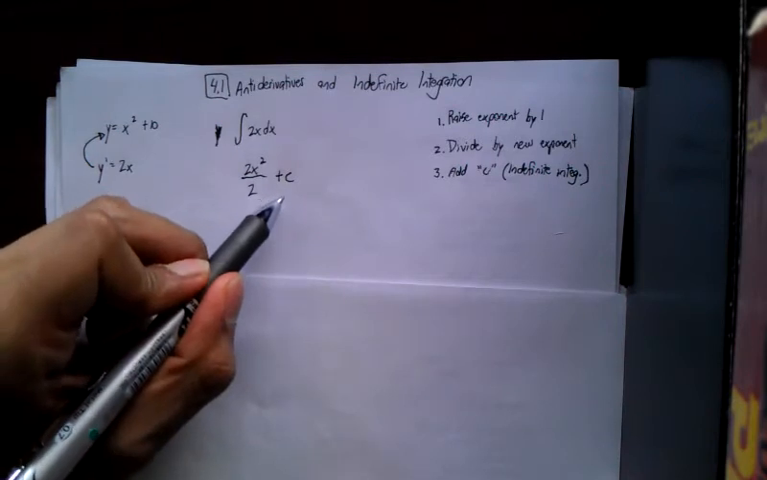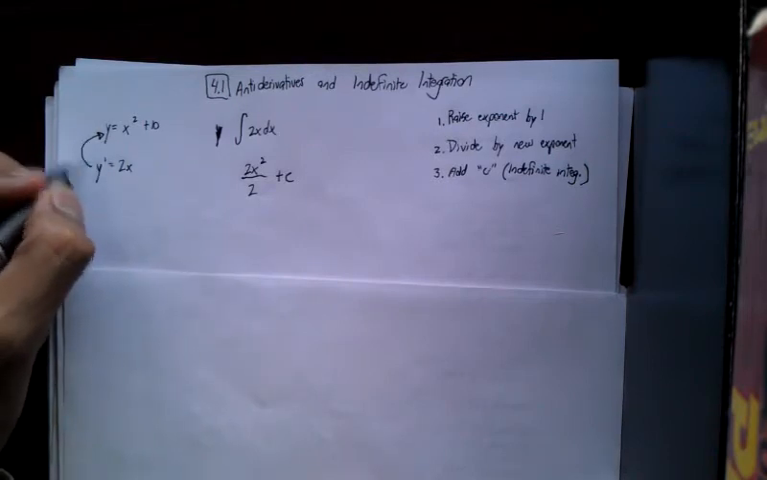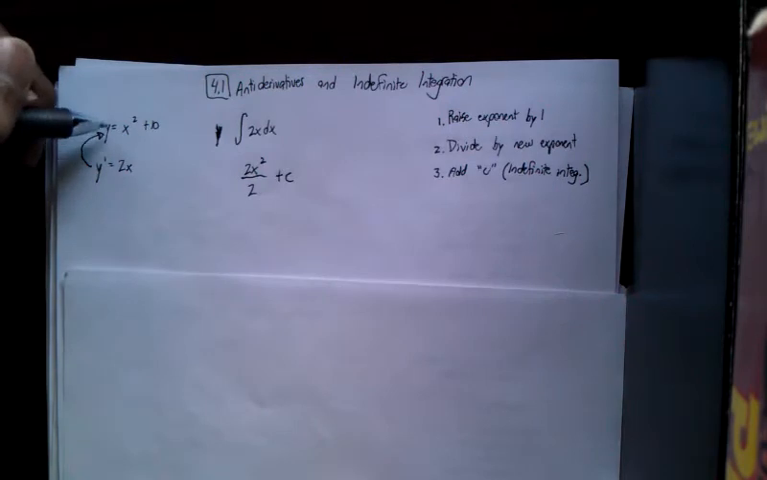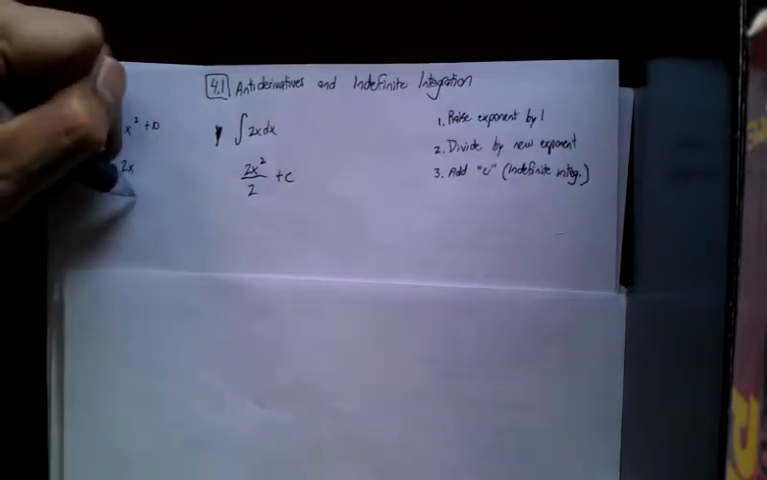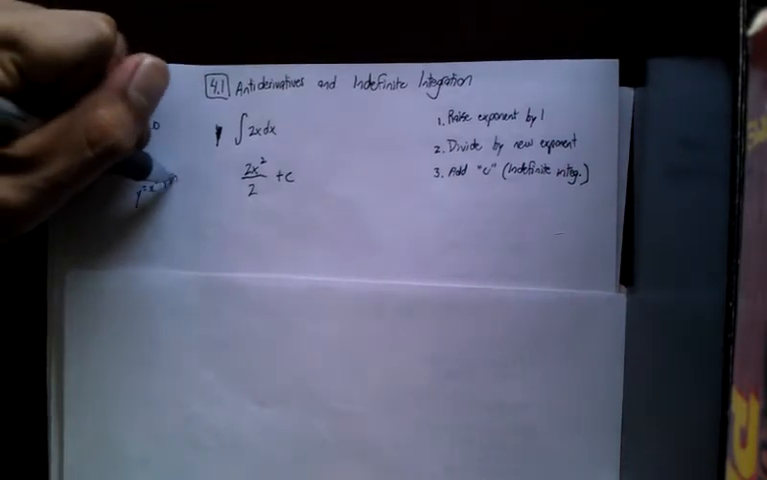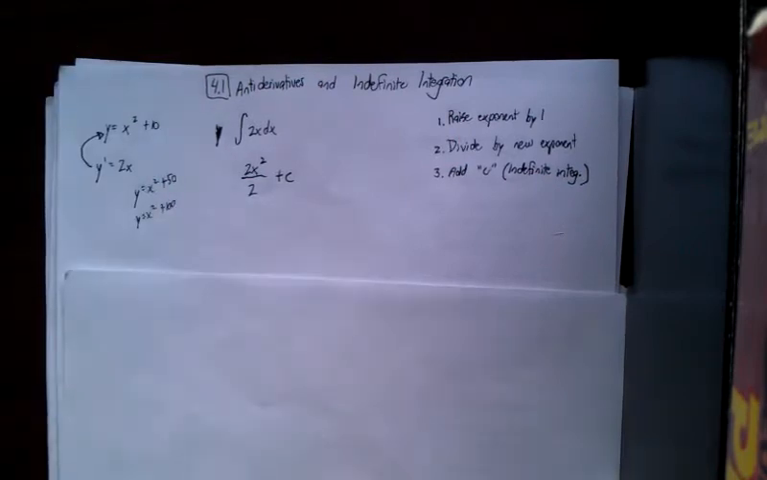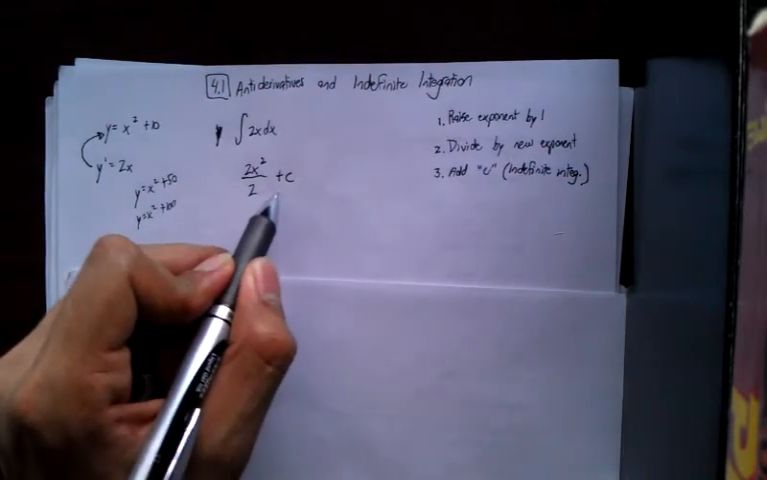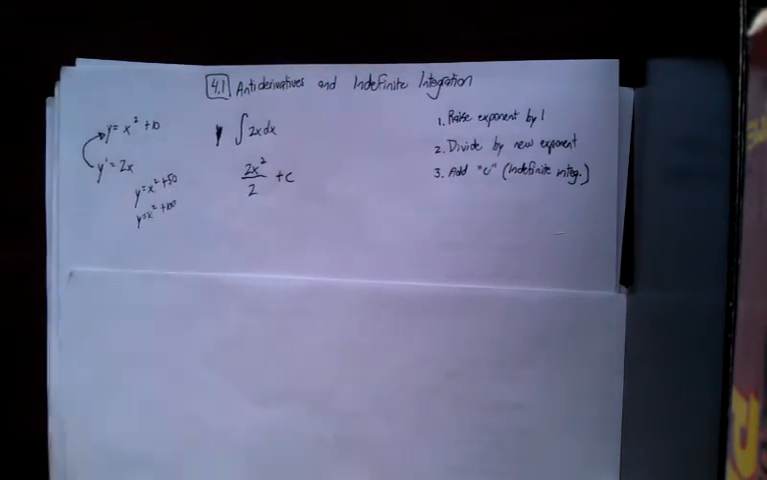Now, the reason why we add c is because, like I demonstrated with this example over here, the derivative of y equals x squared plus 10 is 2x. However, 2x is also the derivative of y equals x squared plus 50, y equals x squared plus 100. So this c, this constant, is accounting for whatever this plus value would be.